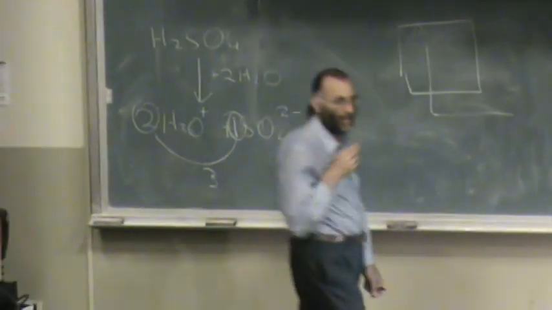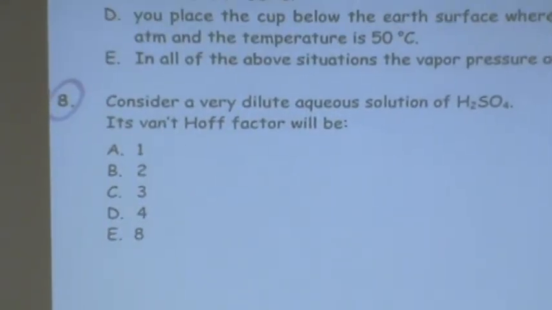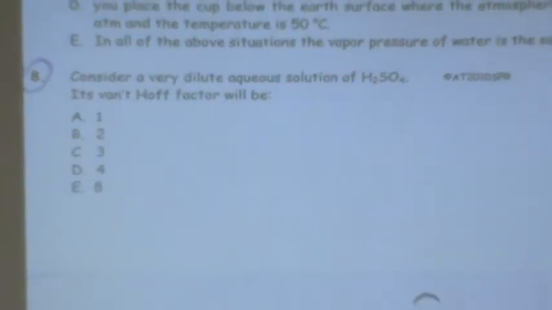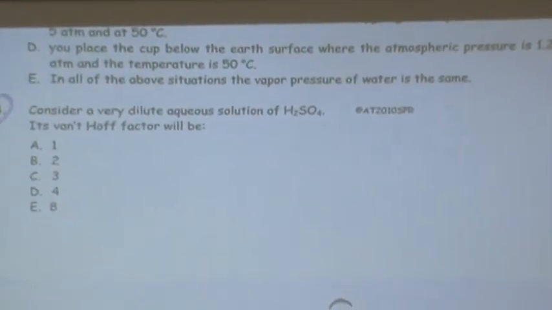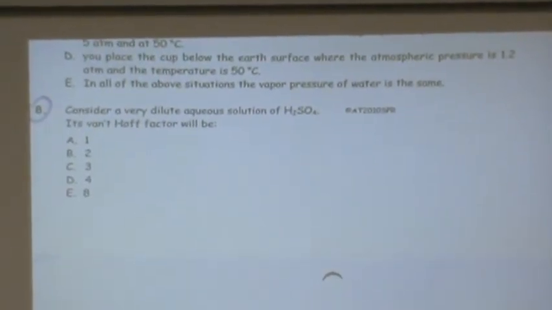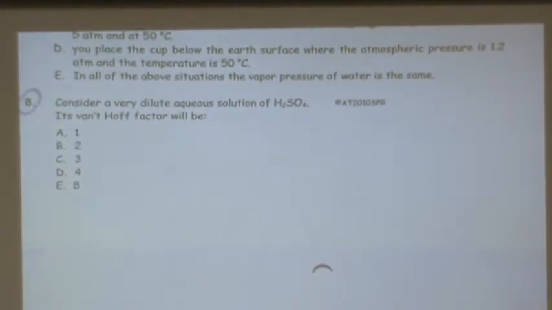Can you see it? Two molecules of water take the 2 protons to become hydronium ions, and 1 sulfate ion stays. So per 1 molecule of sulfuric acid, you get 2 hydrogen ions and 1 sulfate ion. That's 3 particles. Very dilute, 3 particles.